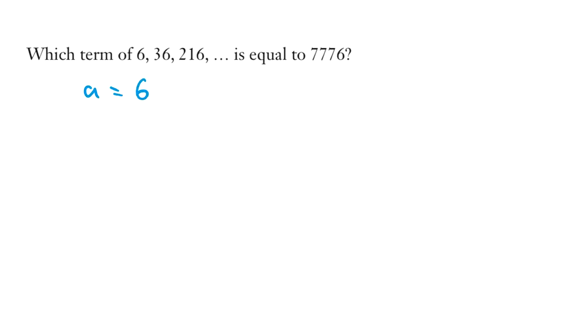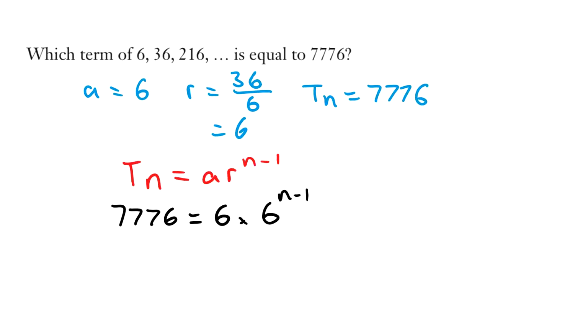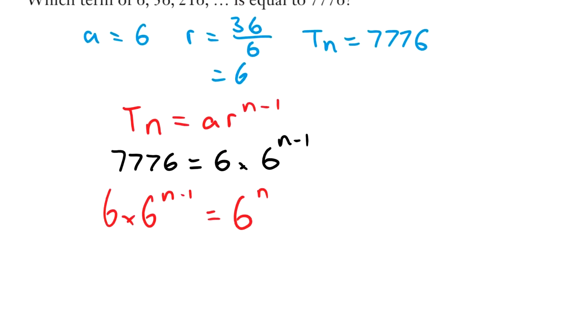We know a is 6. We know r is 36 over 6, which is 6. And we know Tn equals 7,776. I'll write down our formula, and all we're missing there is our n value. So let's substitute our values in. Just to note, 6 times 6^(n-1) is 6 to the power of n. So we will do that change now. 7,776 equals 6 to the power of n.